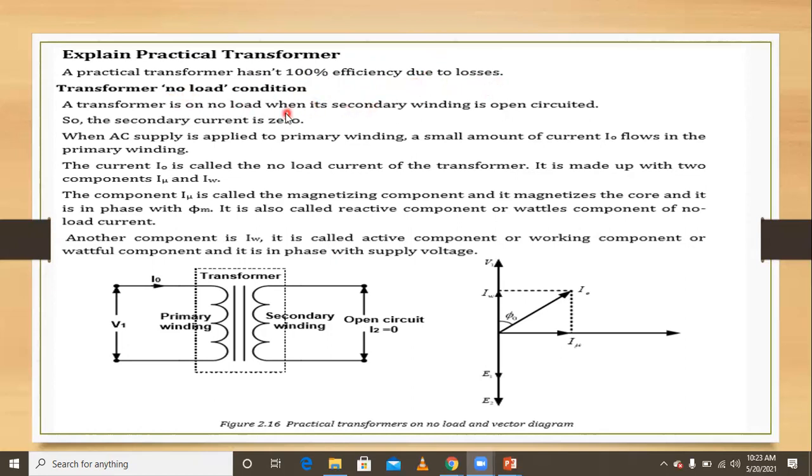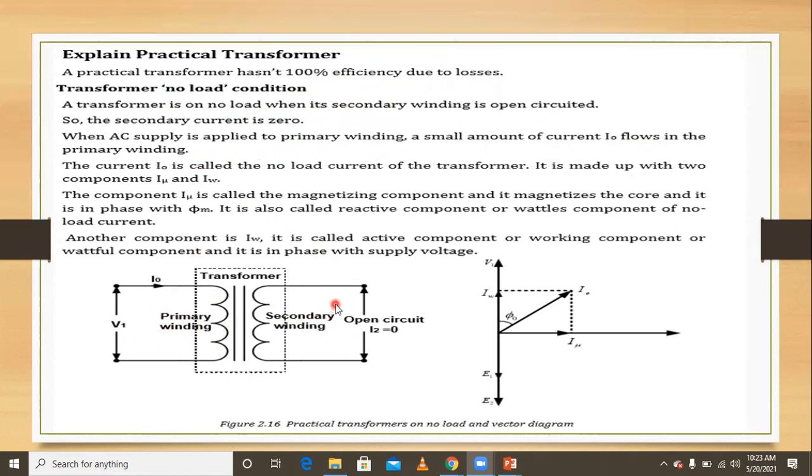Transformer under no load condition. The transformer is on no load when the secondary winding is open circuit, like this. Since the secondary winding is open circuit, the secondary current of the transformer, I2, is equal to 0. When AC supply is applied to the primary winding, a small amount of current I0 flows in the primary winding. Under no load condition also, the primary winding of the transformer is connected to the supply.